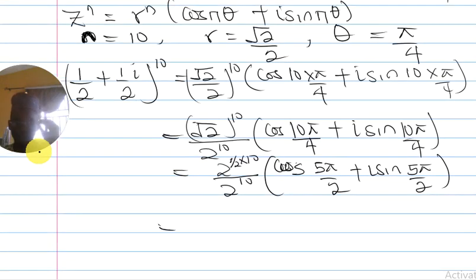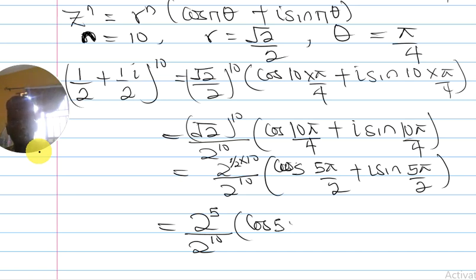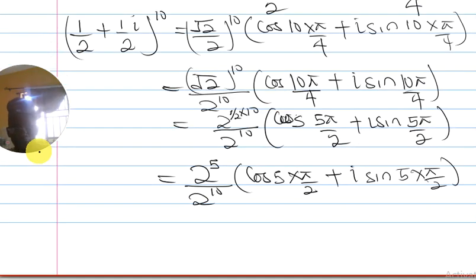Now we can have 2 raised to the power 5 over 2 raised to the power 10 times cos of 5 times pi over 2 plus i sine of 5 times pi over 2. Now here we can have this cancel, and you're going to have 1 over 2 raised to the power 5 here.